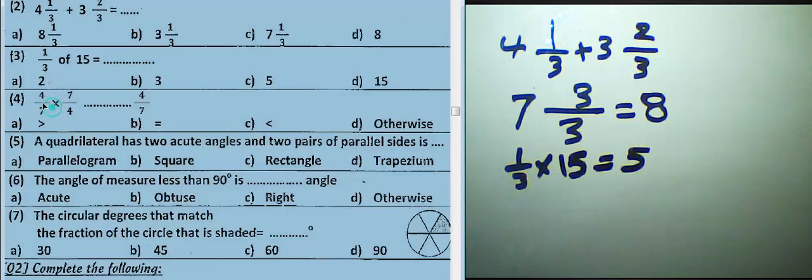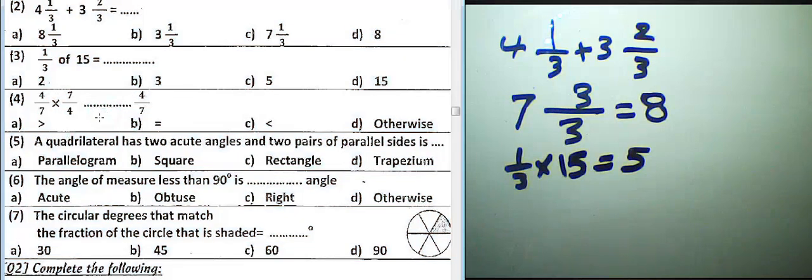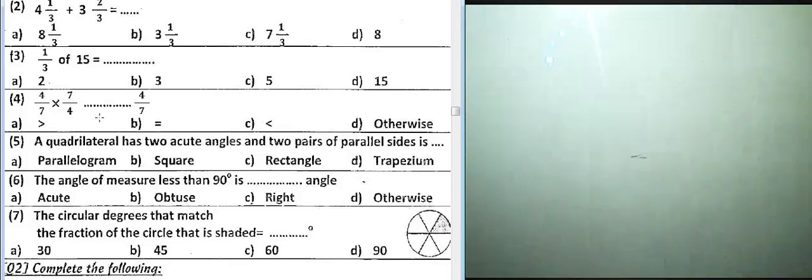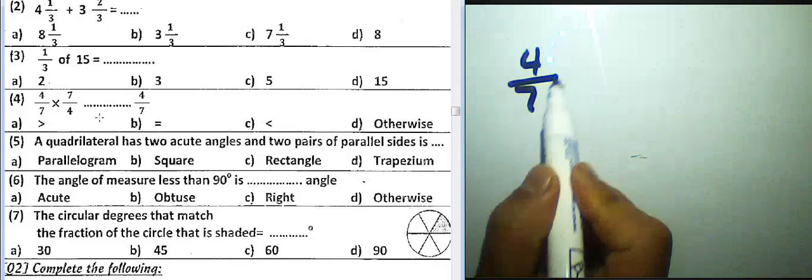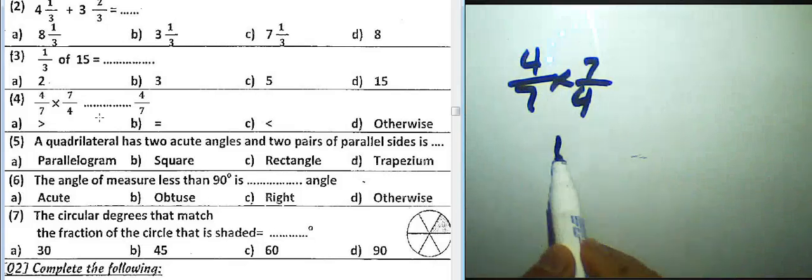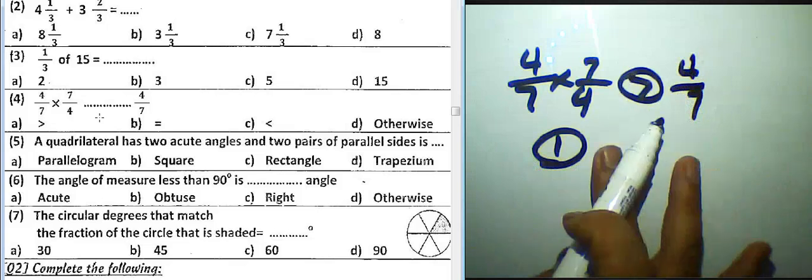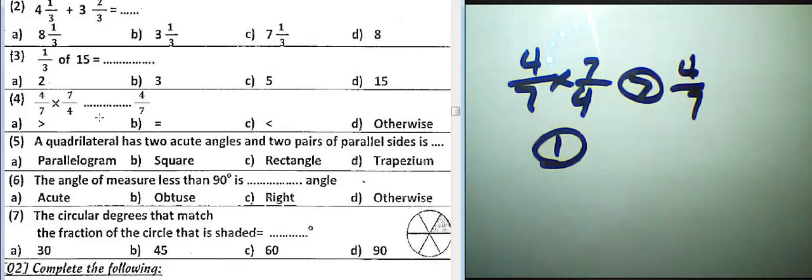Question 4. 4 over 7 times 7 over 4 will be greater than 4 over 7, because 4 over 7 times 7 over 4 will be equal to 1. And we have here 4 over 7, then 1 will be greater than 4 over 7.